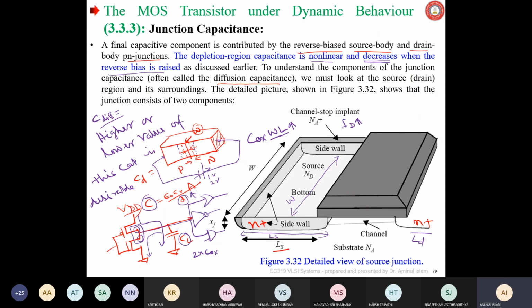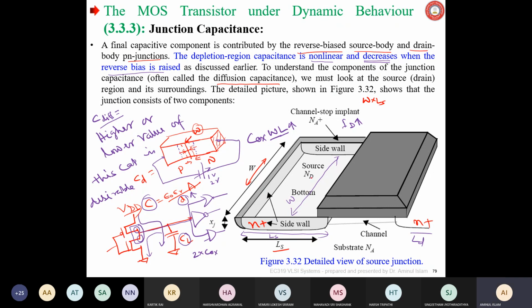If you know the area, what will be the area of the bottom plate? This direction is the width of the device, and this is LS. So the bottom plate area is W into LS. Similarly, for the drain side, it will be W into LD. Let us talk about one side only, LS.